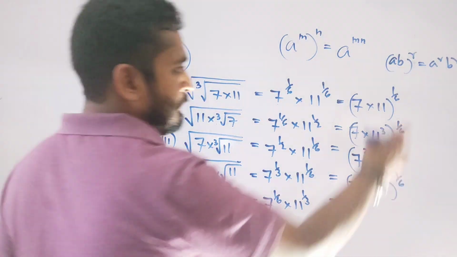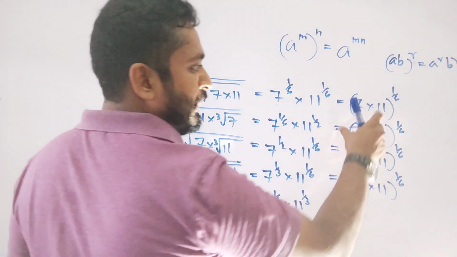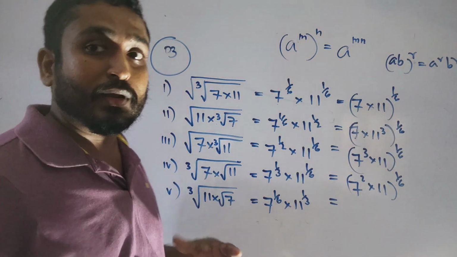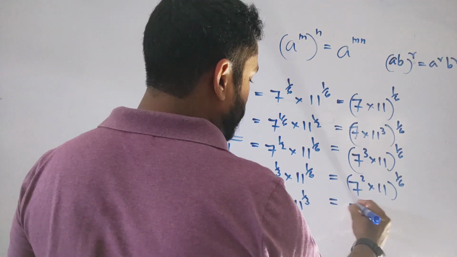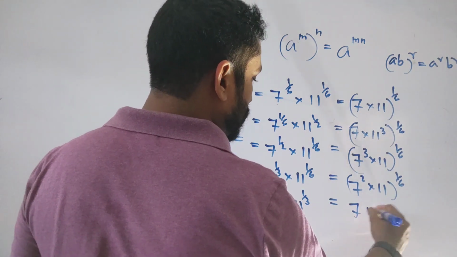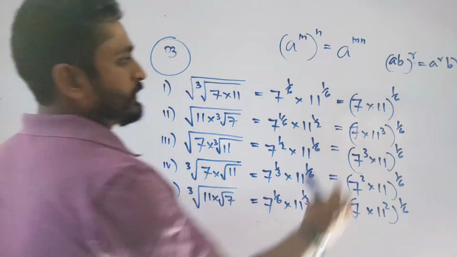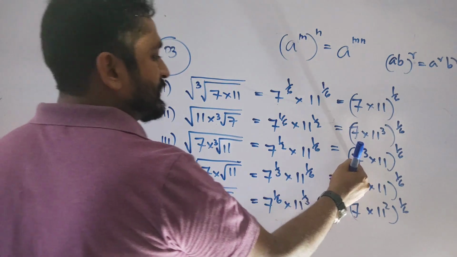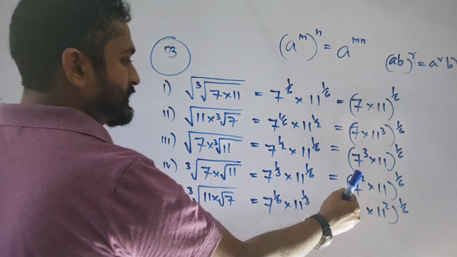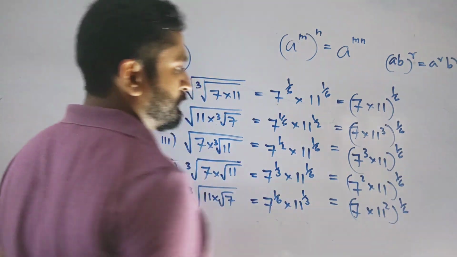Clear? So 1 by 6 is common, then I can compare the inside with the positive integral powers other than the fractions. So this is going to be 7 into 11 to the power 2, to the power 1 by 6. We'll check again. 7 1 by 6, 11 1 by 6, 7 1 by 6, 11 1 by 2, 7 1 by 2, 11 1 by 6, 7 1 by 3, 11 1 by 6, 7 1 by 6, 11 1 by 3. Alright.